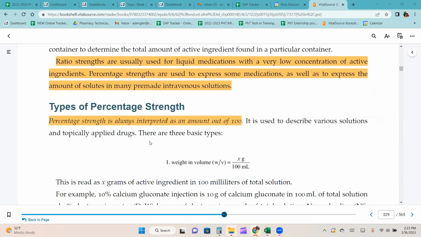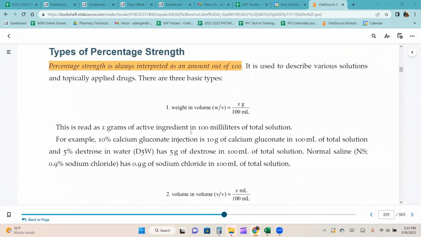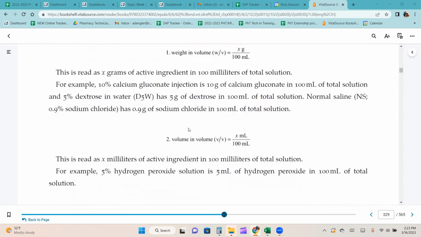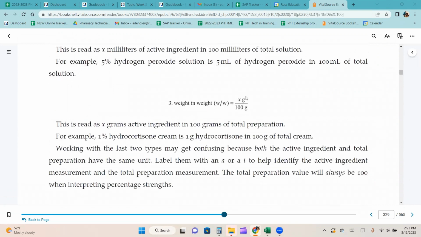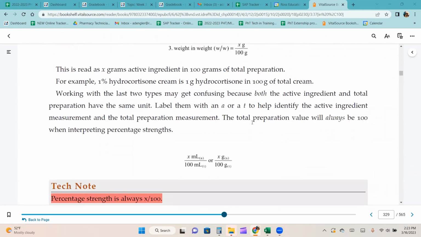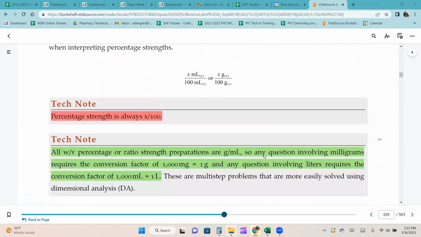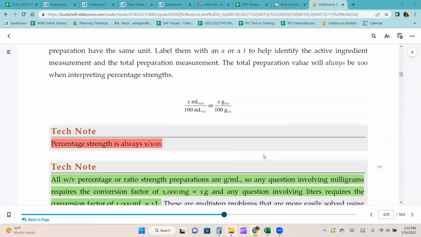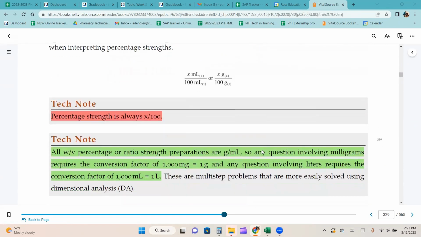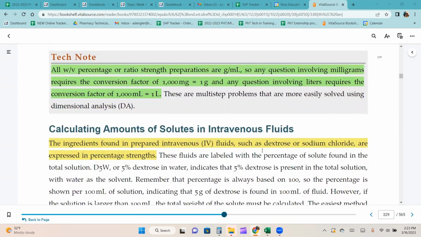There are 3 basic types. So we have weight and volume, which is WV, and that is going to be X grams over 100 ml. Volume and volume, VV, X milliliters over 100 ml. And weight, WW, X grams over 100 grams. All right, and we will go over that throughout the practice problems we do.